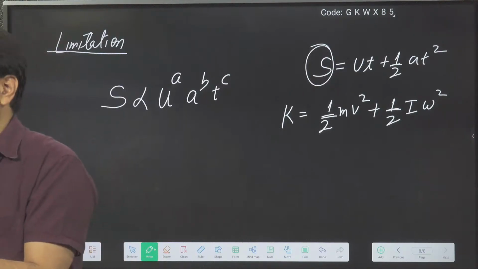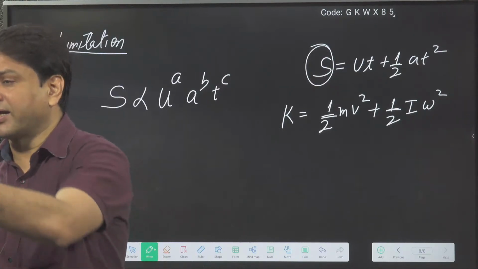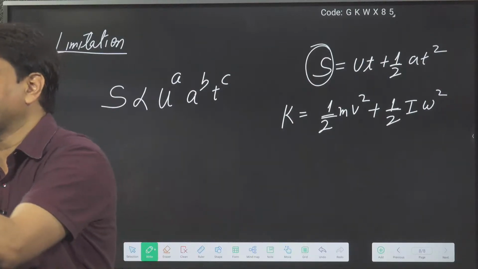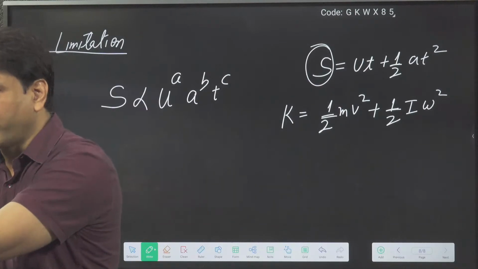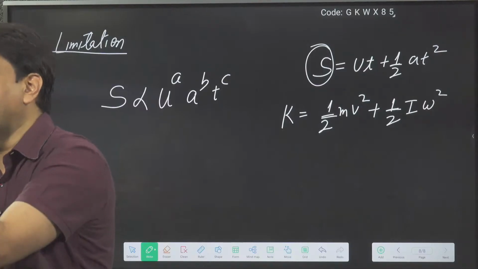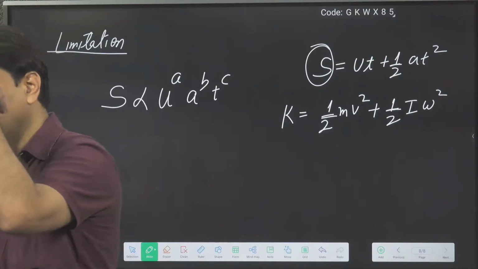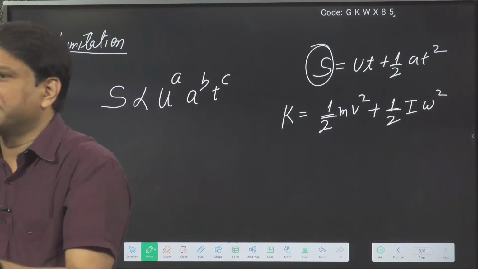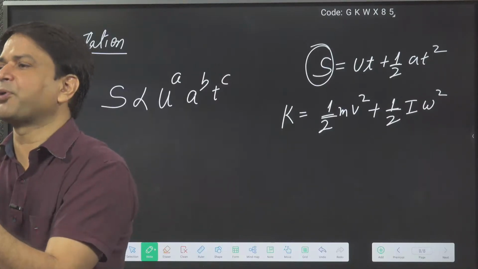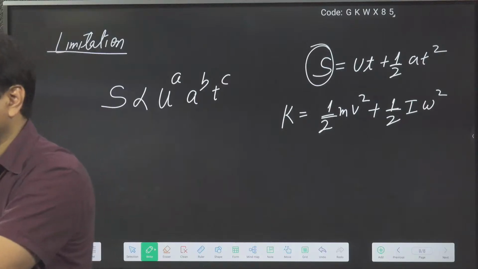Everybody getting it or not? It is the same way with kinetic energy: half mv square plus half I omega square. If I say the kinetic energy of a rolling body depends upon the mass of the body, the speed of the body, and the moment of inertia of the body, then you will write all in a product. So you will get only one term after solving.